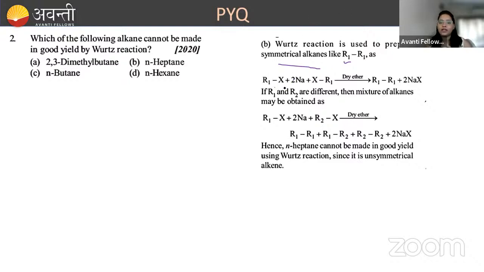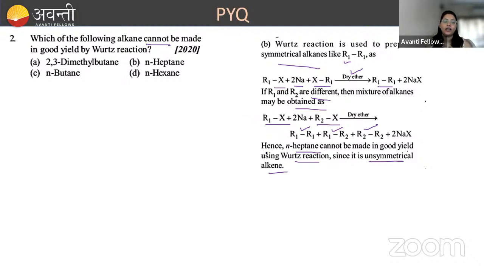So here what is happening? The given alkyl halide reacts with sodium and another molecule of alkyl halide in presence of dry ether to produce the symmetrical alkanes. So which of the following alkane cannot be made? The unsymmetrical one we will not be able to make, okay. So if R1 and R2 are different, then a mixture of alkanes we obtain. For example, if R1X and R2X, then we will get R1R1, R1R2 and R2R2. So this type of mixture we are going to get when different R1 and R2 groups are attached to a given halide. So here n-heptane cannot be made in good yield using Wurtz reaction since it is what?